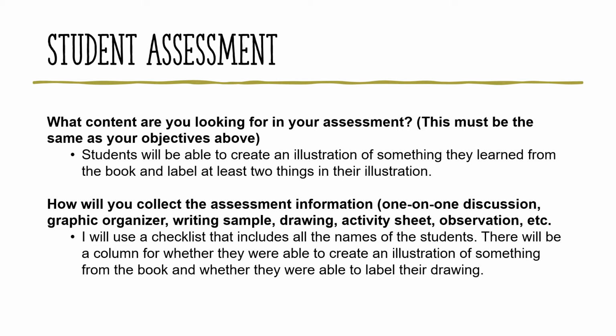The second part of this assessment is how do you actually collect the information, the data. So in this case, I am going to use a checklist that includes all the names of the students, and there'll be a column on my checklist for whether they were able to create an illustration of something from the book, and then another column on whether they were able to label their drawing. So there'll be two columns: were they able to create an illustration, and were they able to label their drawing.